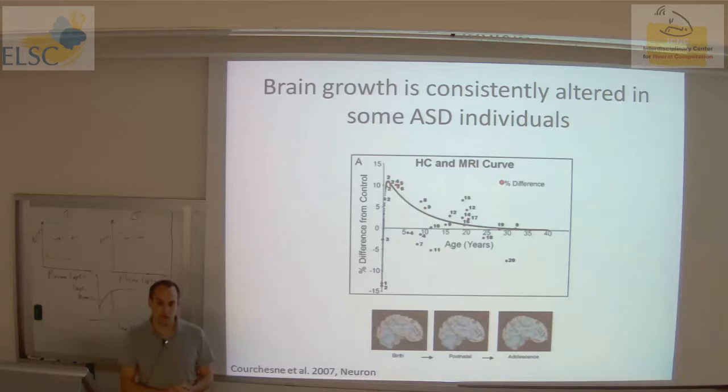So macrocephaly, or a large brain, is now being used as an indicator of a problem, an indication of autism. And again, this is something we see in around 10 to 20% of cases.